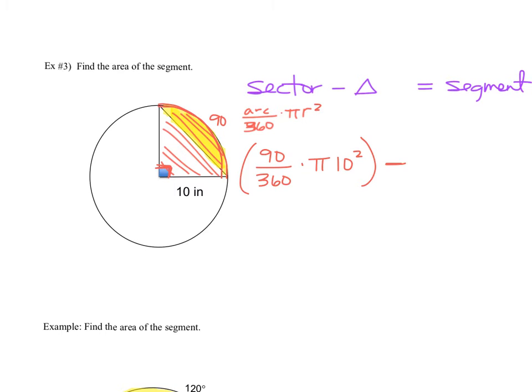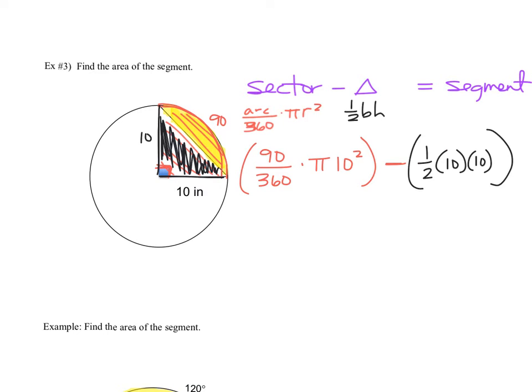Now, if you look at your triangle, the triangle is this. If we do 1/2 times the base times the height, what are your base and your height? 10, right? If this is a radius here, the radius here has to be the same. So you're going to do 1/2 times 10 times 10. Okay, so this is your triangle.